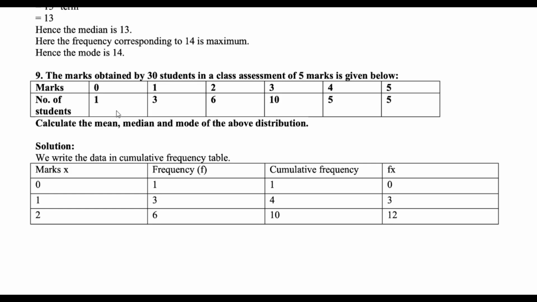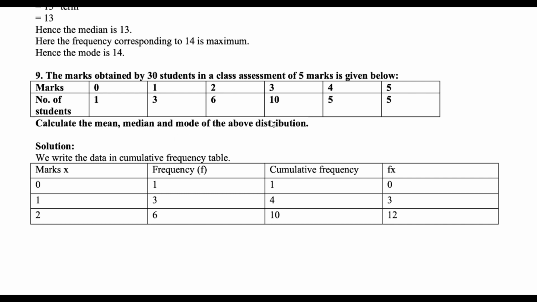Come to the next problem. The marks obtained by 30 students in a class assessment of 5 marks is given below. The marks were 0, 1, 2, 3, 4, 5, and the number of students 1, 3, 6, 10, 5, 5. Calculate mean, median and mode. So let's proceed one by one.